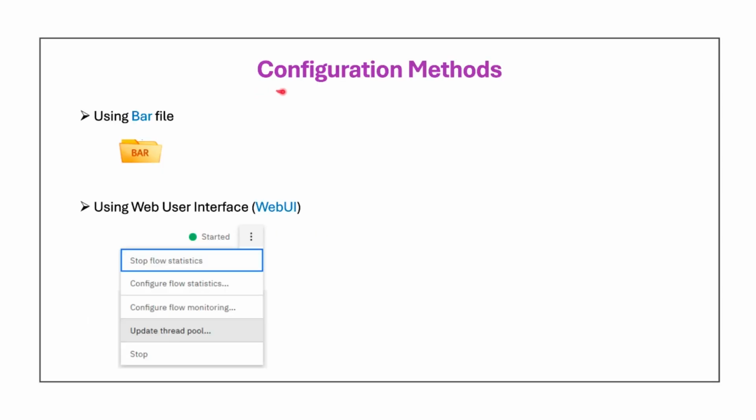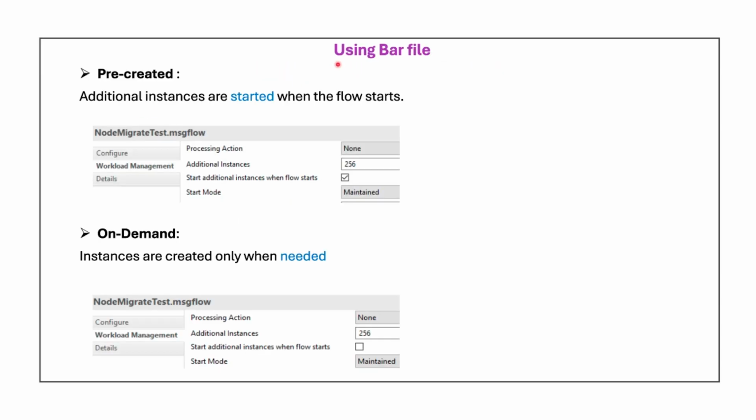Now let's see how to configure these additional instances. These are the two methods. One is using the bar file, the other is using the web user interface. First, let's see how to configure the additional instances using the bar file. If you open the bar file and go to the workload management tab, you can find this option here, additional instances. Here you can put a value that should be less than or equal to 256. If you put more here, 257, it will not work.